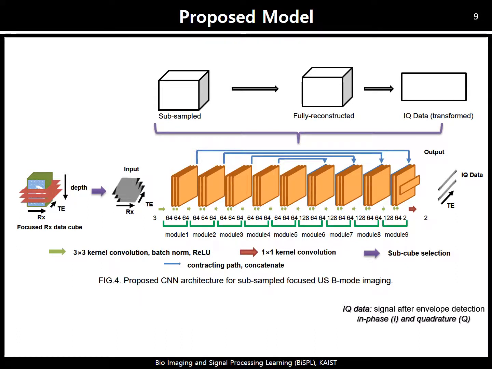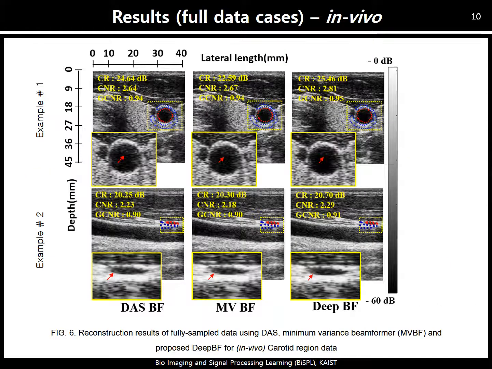Extensive experimental results on in vivo data as well as on phantom data with various subsampling schemes confirm that the proposed DBF model can effectively reduce the data rate without sacrificing the image quality. So let's just see the results. Interestingly, for fully sampled in vivo data, the proposed DBF method outperformed the conventional DAS and MVBF method.